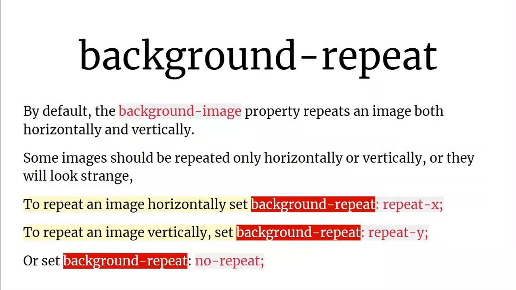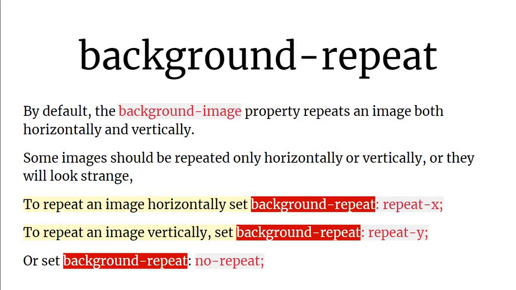So the next topic is background repeat. By default, the background image property repeats an image both horizontally and vertically. Just like you saw with TechVid Labs, it got displayed horizontally and vertically, right? If the image is too small, it will be replicated once again. But if the image is big, it doesn't replicate, it stays as a single background.